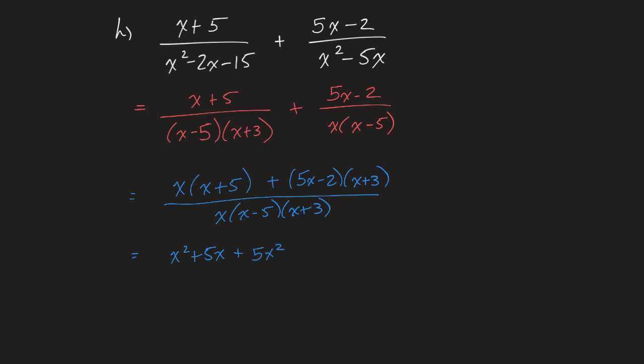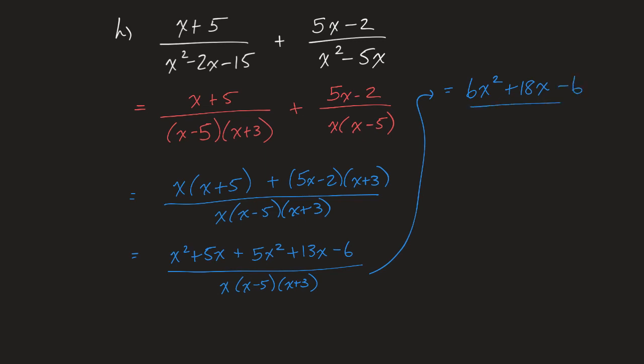Second one, I'm going to get a 5x squared. I'm going to get a 15 minus 2 of them. So there's a 13x minus a 6 all over that ugly denominator. Now I can go ahead, reduce my top. I have a 6x squared plus an 18x minus 6 all over x times x minus 5 times x plus 3. Okay. Well, maybe this problem is done.